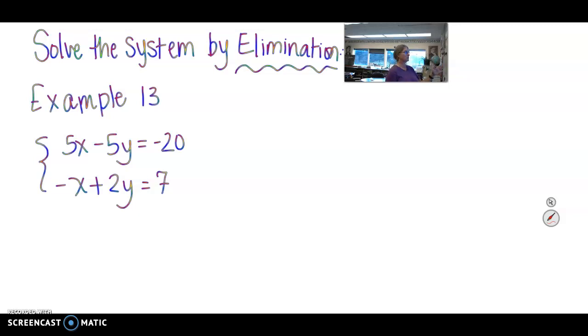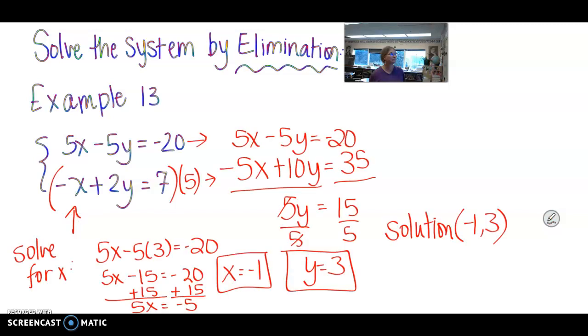Okay, this next one, I want you to pause the video and do this one on your own. Think about which variable would be easier to eliminate. I'm going to give you a hint. It's going to be this one. What would you have to multiply this second equation by so that the x's will drop out? All right, so I kept the first equation as is, and I multiplied equation 2 by 5, and then that makes this a negative 5x plus 10y, because I have to multiply everything by 5, and equals 35.